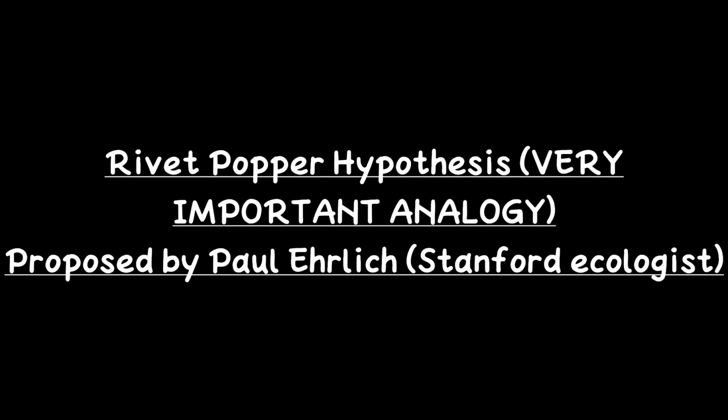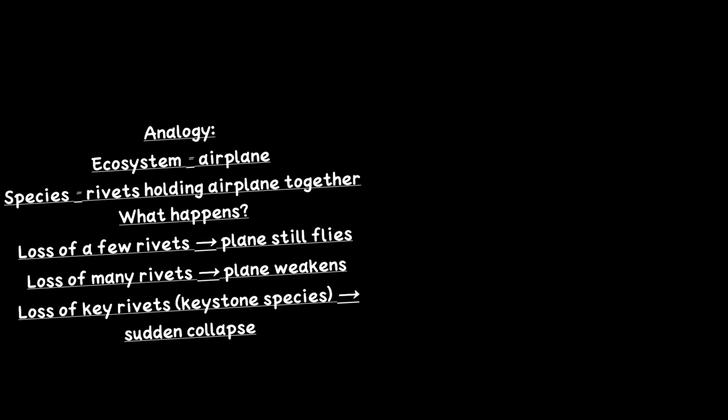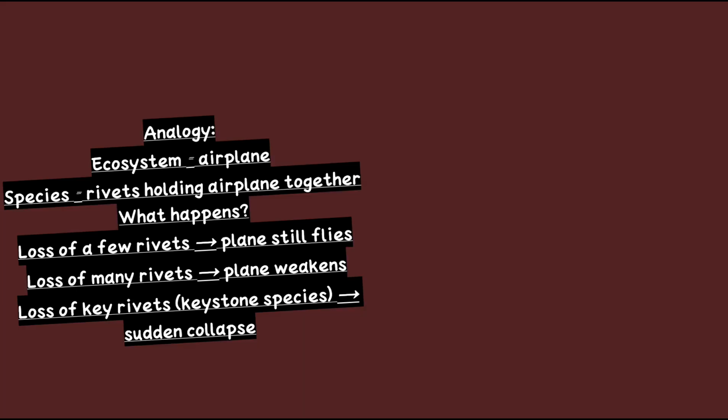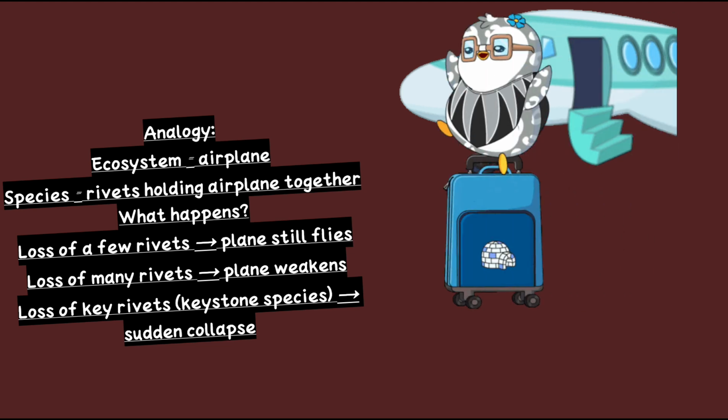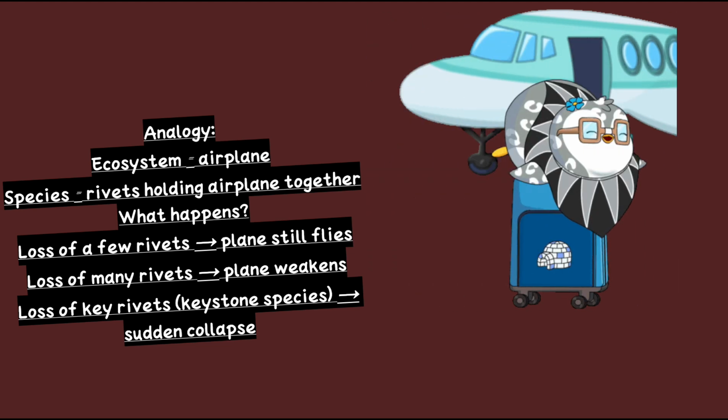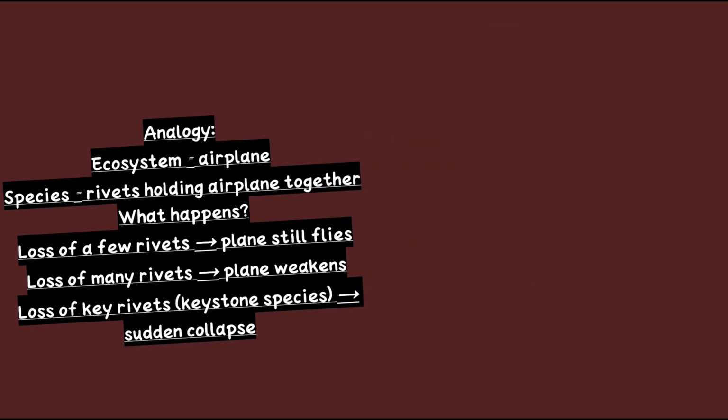Then one more important thing in this paragraph is the Rivet Popper Hypothesis. This is a very important one, proposed by Paul Ehrlich, a Stanford ecologist. The ecosystem is like an aeroplane and the species is like a rivet. Let's understand this hypothesis: the ecosystem is like an aeroplane and a species is like a metal pin holding the aeroplane parts together, that is a rivet. Just like an aeroplane needs thousands of rivets to stay intact, an ecosystem needs many species to function properly.